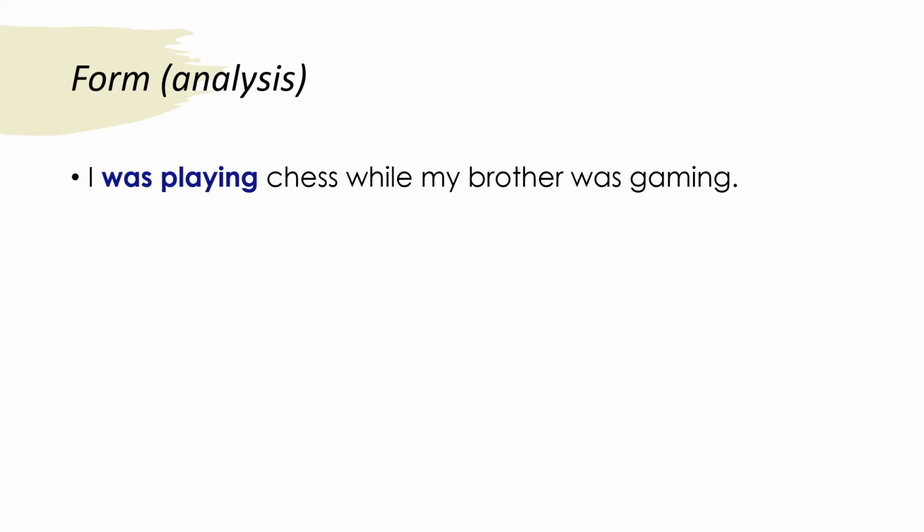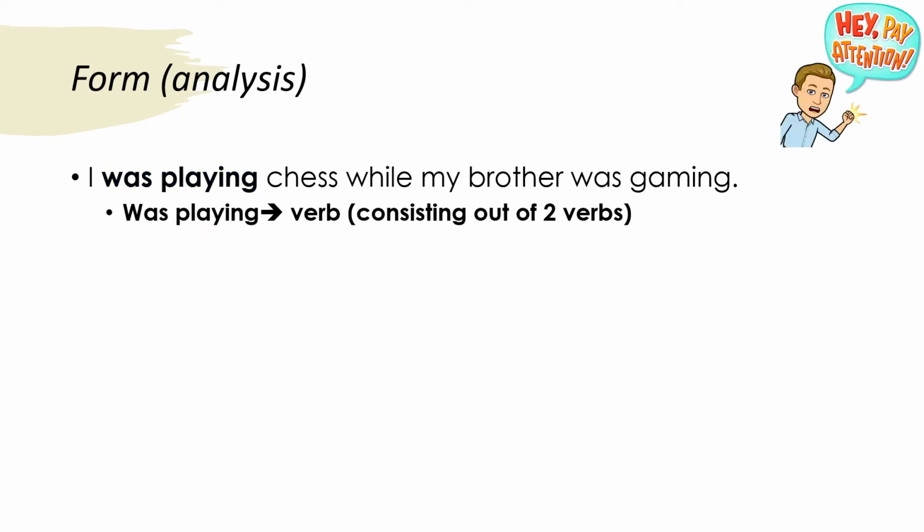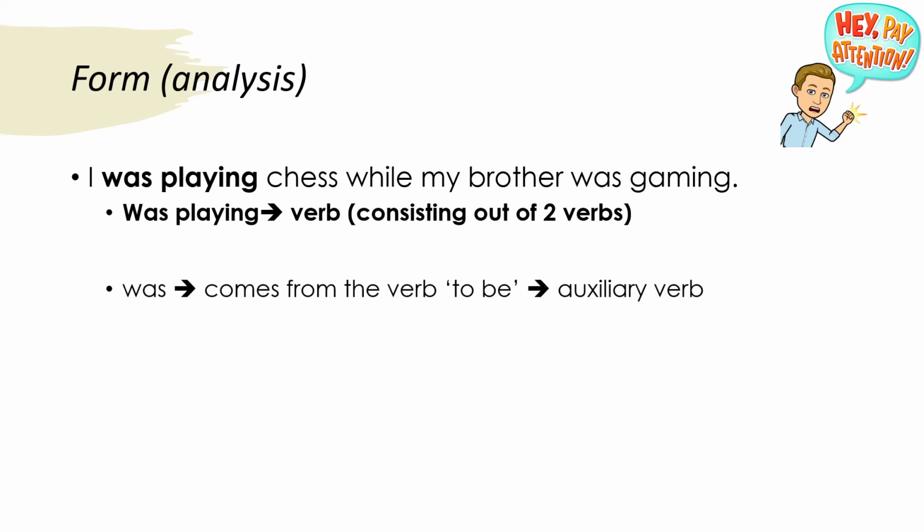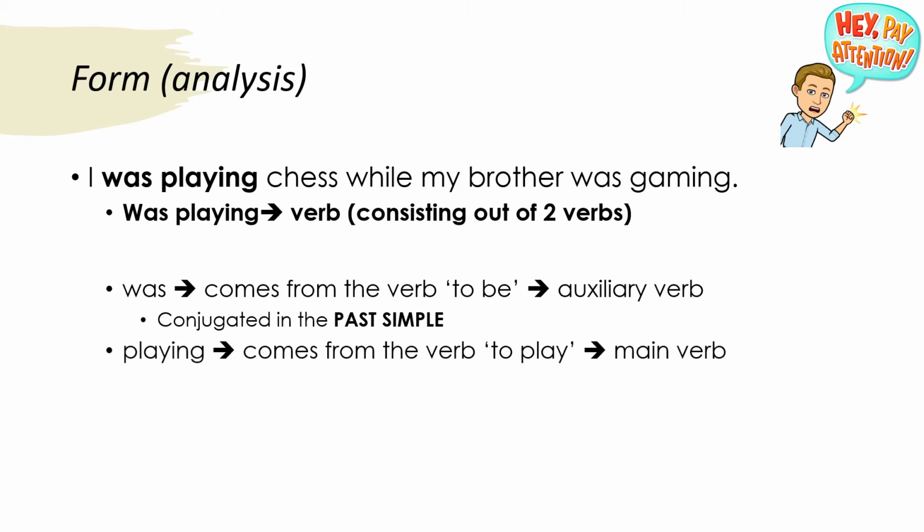Let's continue with this affirmation and analyze them further. The first part in this example is was. This comes from the verb to be. We call this part the auxiliary verb and it is always conjugated in the past simple. The second part here is playing. This originates from the verb to play. This part is called the main verb. We always conjugate the main verb in the ing form.